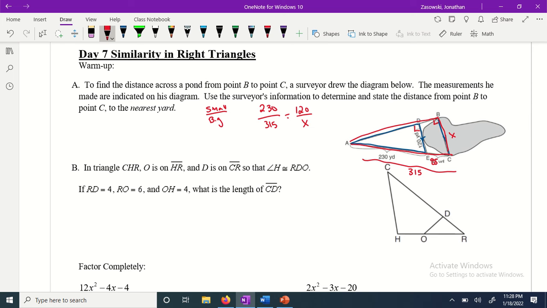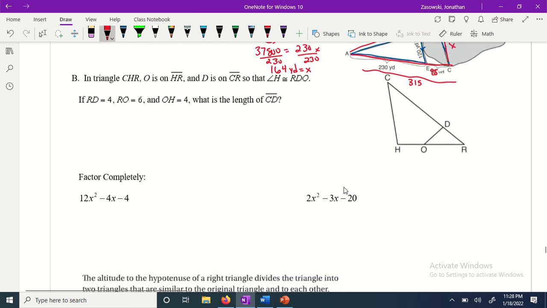All right, so we're going to do 315 times 120, which is 37,800, is equal to 230x, and then divide by 230 to have our answer. And so we're going to get 164 yards, nearest yard, is equal to x.